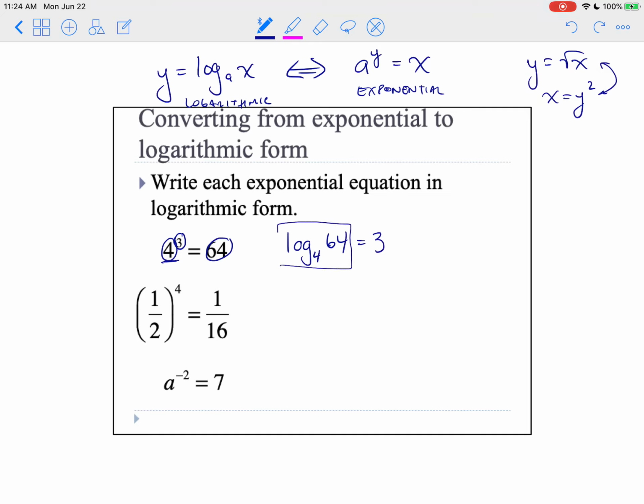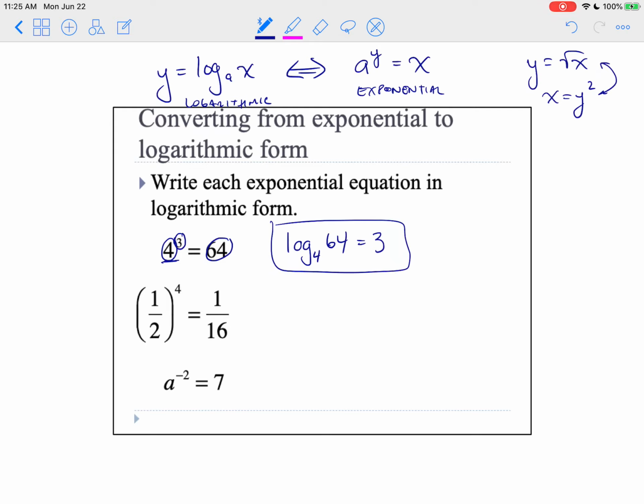This is really saying, what exponent do I raise 4 to get 64? The answer is, I raise it to the third. I raise 4 to the third power to get 64. So this is my answer right here. I just rewrote it in logarithmic form.